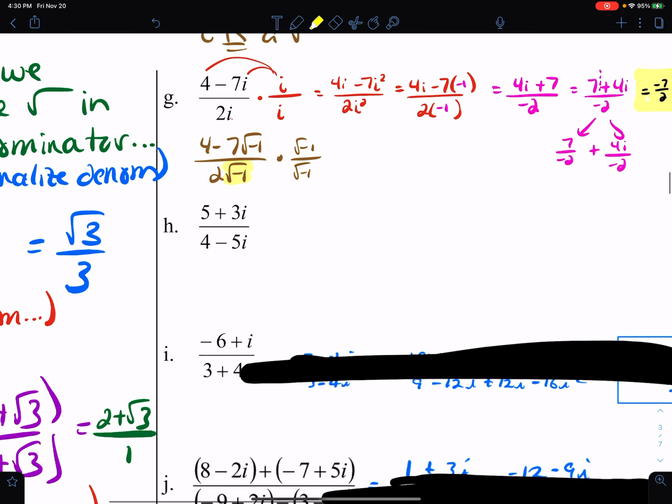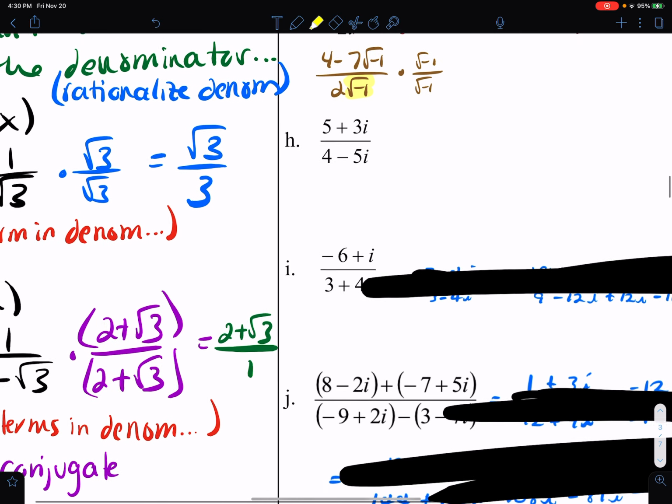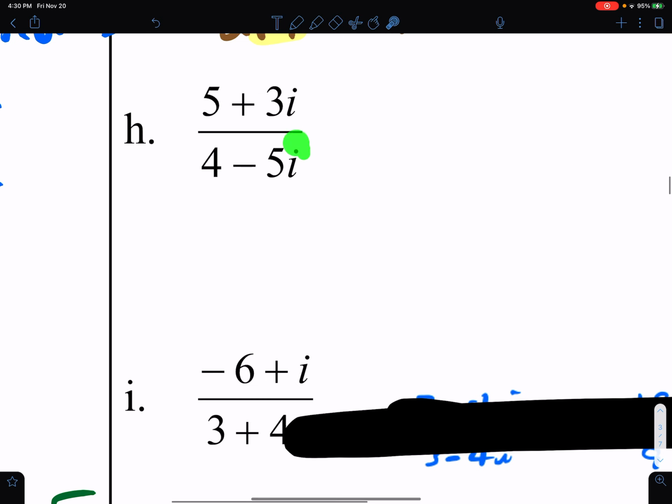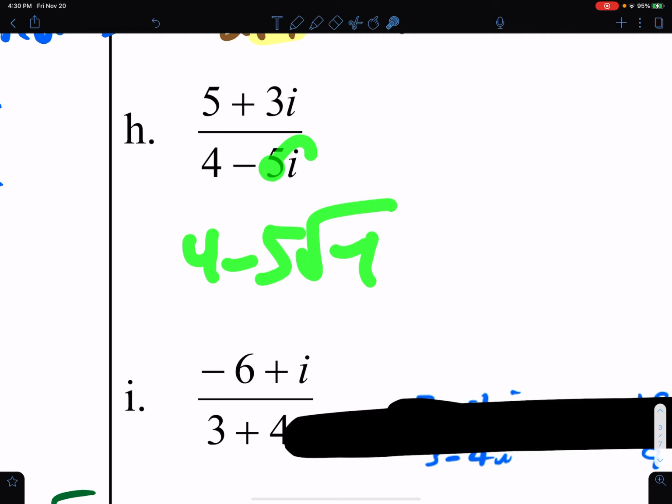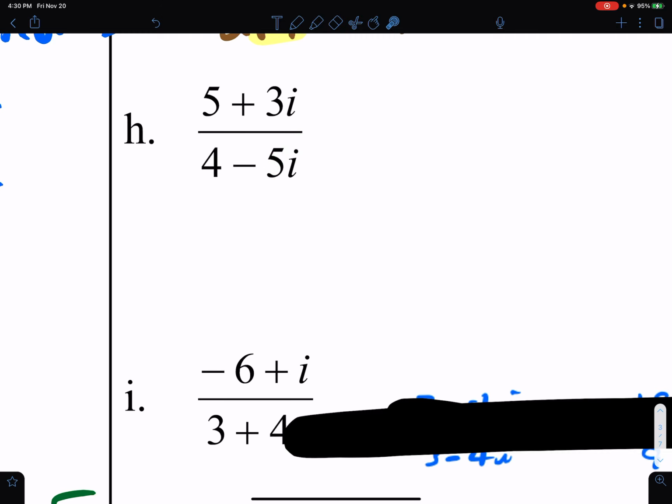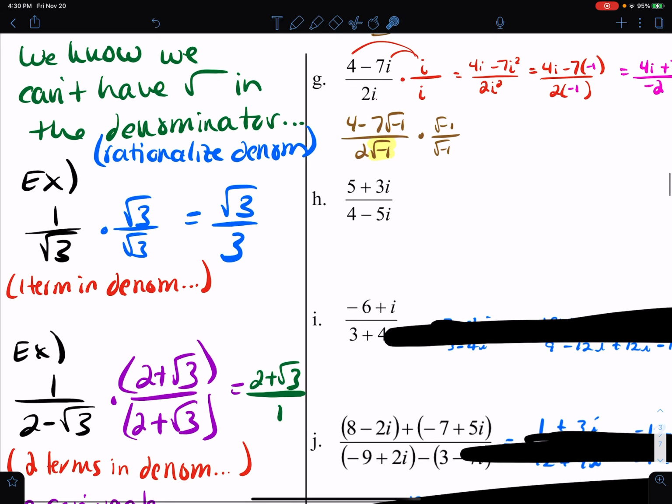Now the next type of problem would be something like letter H. And in letter H, what we notice is there's a square root in the bottom. They didn't write it as a square root, they used a different symbol, but we know i is the square root of -1. So this is a square root in the denominator. We're not allowed to have that. So we ask ourselves, well, what type is it?